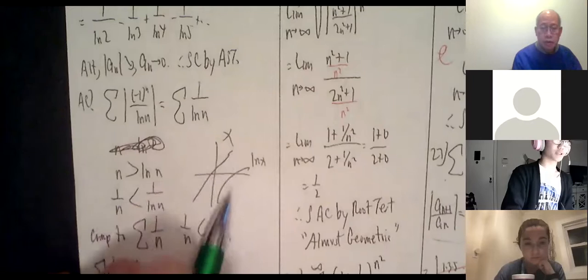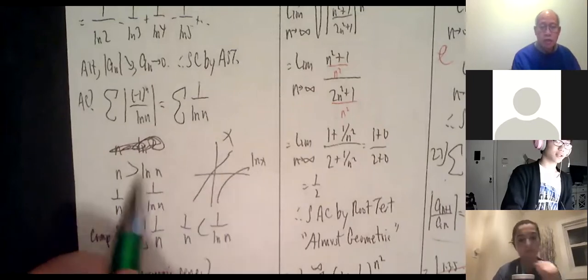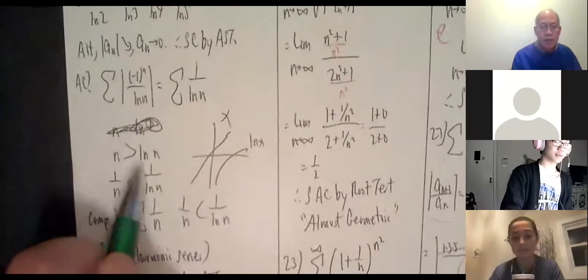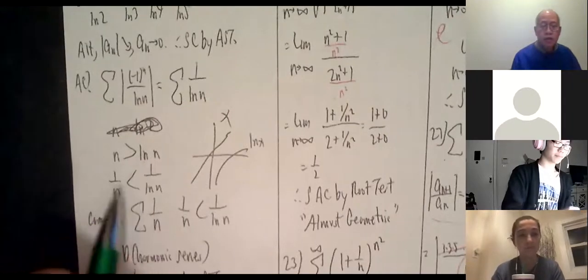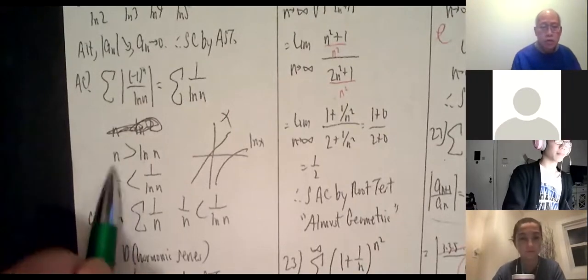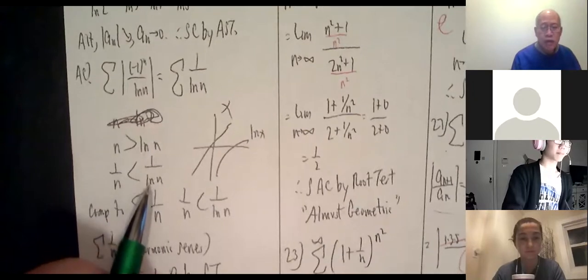Here's y equals x. Y equals ln x. This stays above this. So if I change the letter to n, n is greater than ln n. Therefore, by the reciprocal rule, 1 over n is less than 1 over ln n. Right? Remember I showed you the reciprocal rule?